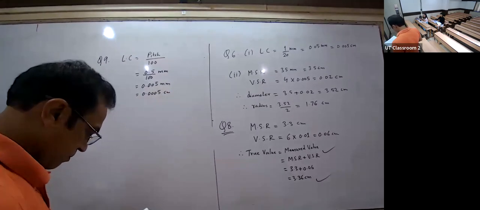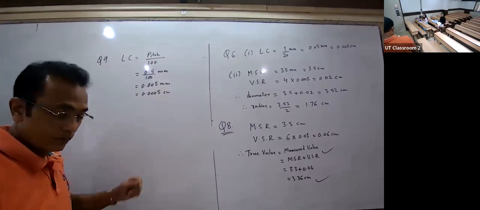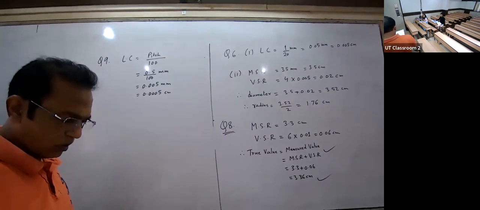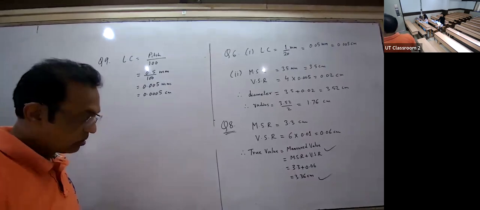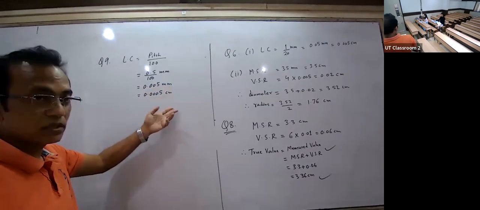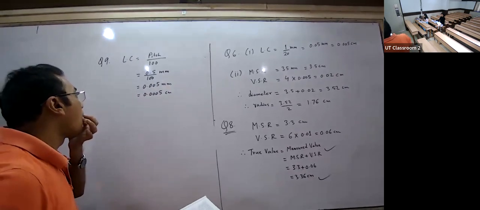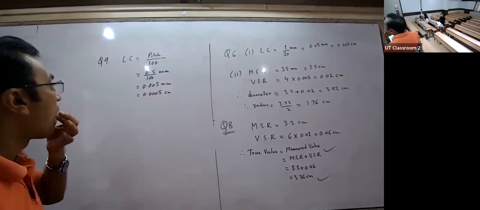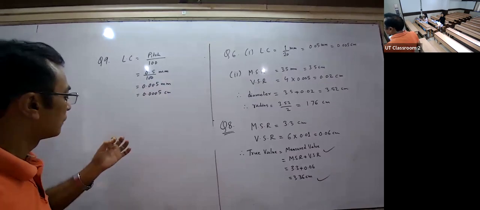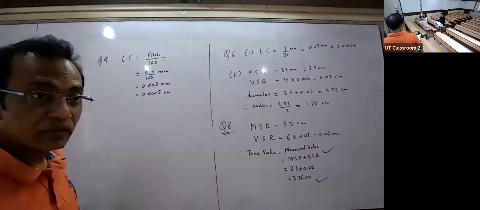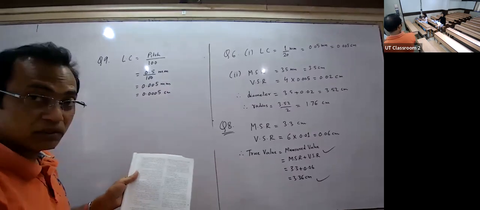Not necessary. What is the least count? So either you write this or this. Generally, if you write in centimeter, it is better because the main scale is in centimeters.